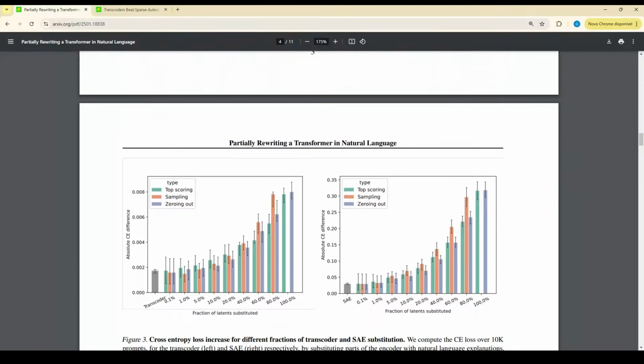So I have a question. Why is the sample... Oh, because at 100%, there is no sampling. You're taking everything. Another question is, am I reading this right? That the absolute cross entropy difference with 100% of the latents substituted is better than the SAE for a transcoder? For a transcoder.